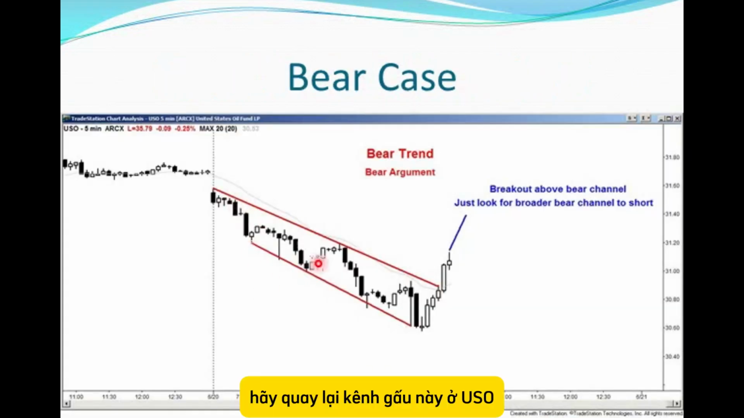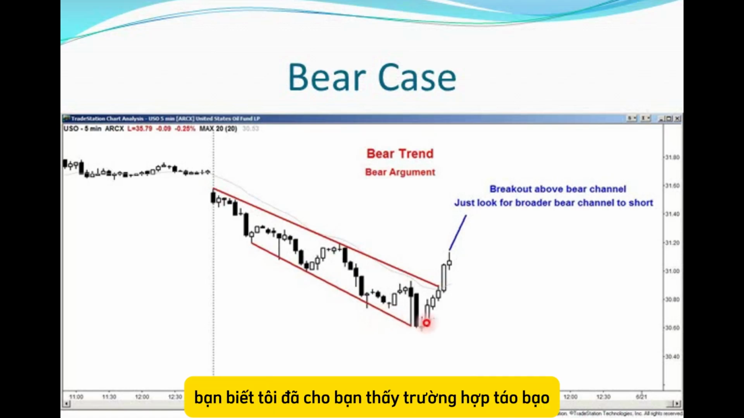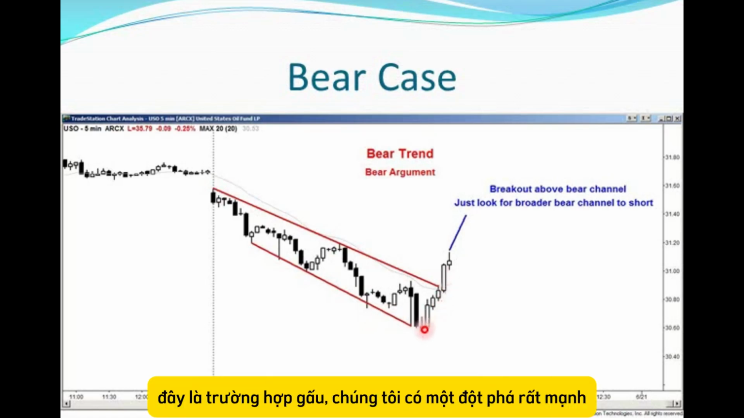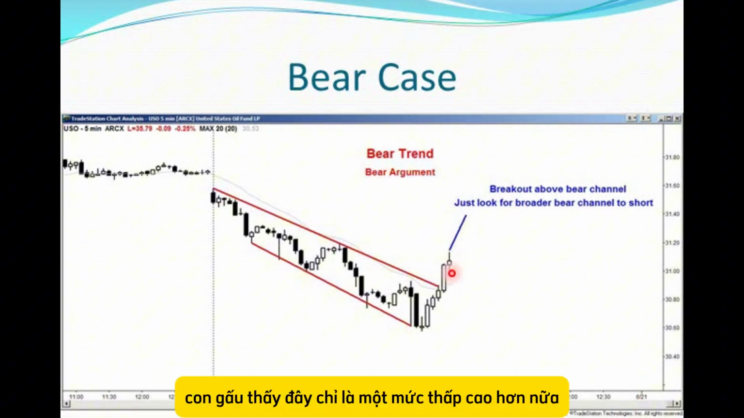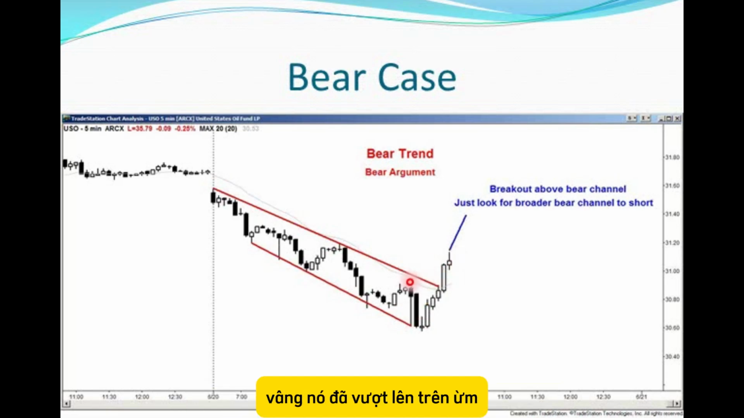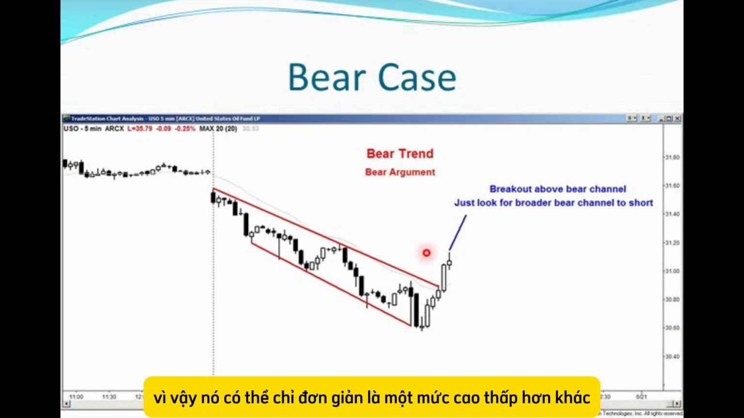Let's go back to this bear channel in the USO and take a look at the bear case. I showed you the bull case. Here's the bear case. We have a very strong breakout, but we have a gap bar above the moving average. The bears see this as just another higher low. Yes, it went above, another lower high. Yes, it went above this high, but it did not yet go above this high. So it may simply be another lower high in a broader channel.